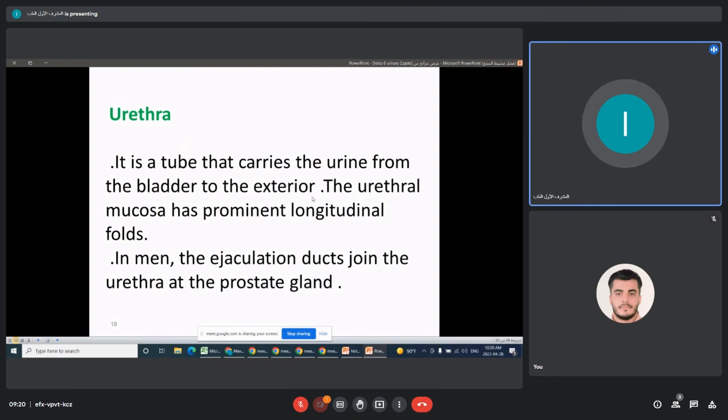The urethra, which is the last part of the urinary system, is a tube that functions mainly to carry the urine to the exterior, and it also has longitudinal folds. The urethra is different in men and women, and one of the differences is that the ejaculatory duct joins the urethra at its initial part in the prostate gland.